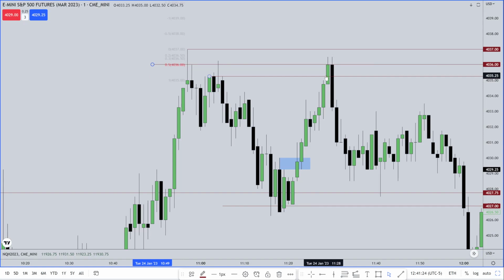Let's go back to the propulsion block. Right in here, what does it leave? Let me do it this way so you can see it. It's a fair value gap, isn't it? How do you know it's going to stay open? The propulsion block. It should stay open. It should not fill in. This would act as what? A breakaway gap.